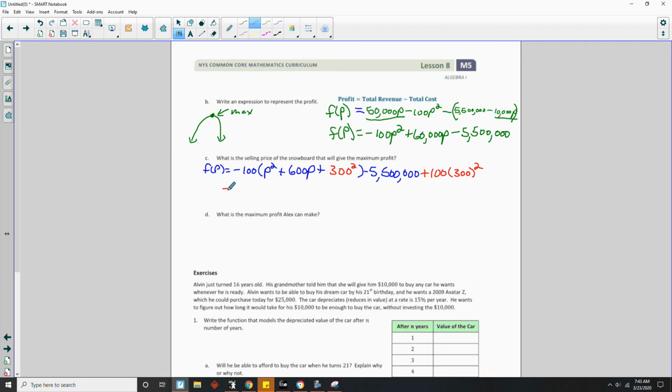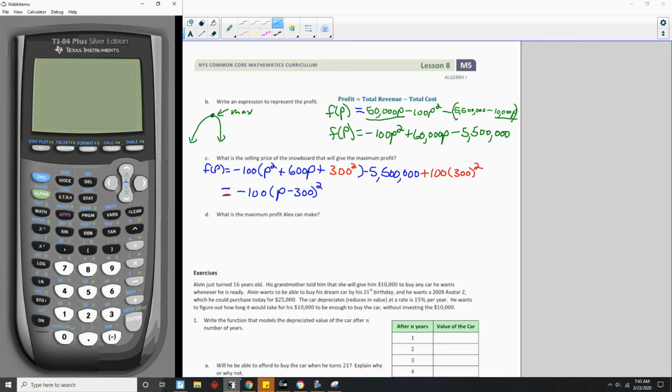Okay, so now I simplify this. Let me change back to blue. And in simplifying this, we get negative 100, parentheses, p minus 300 squared. And in calculating this here, let's just take a look. It is 5,500,000. Actually, what's 300 squared? So it would be 100 times 300 squared.